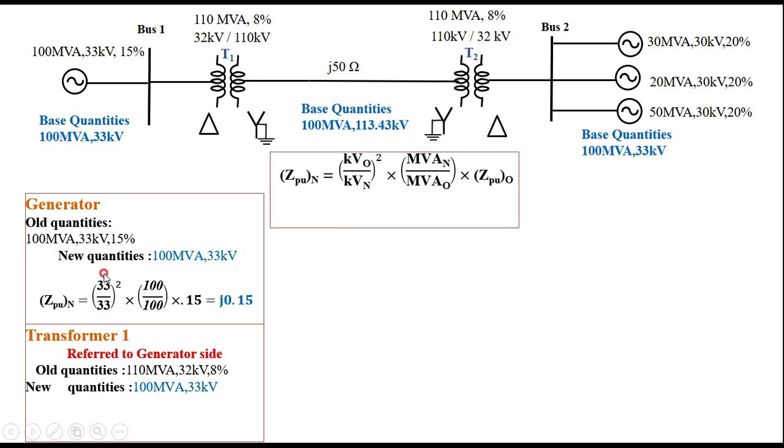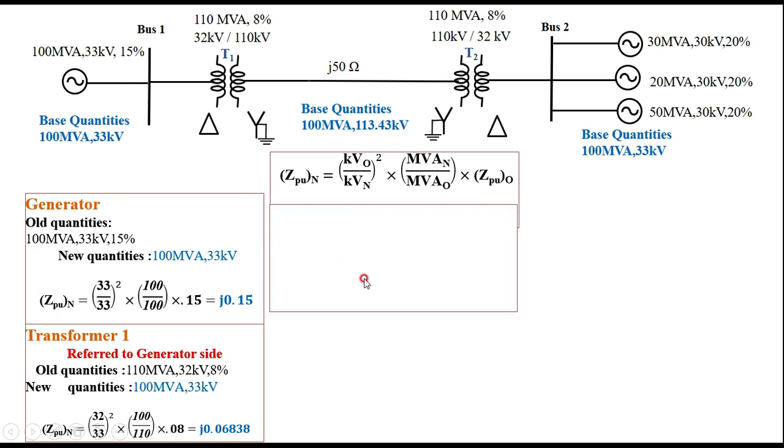Then you can substitute once again in this particular equation, that is Z per unit new. What I am getting is 0.06838. Similarly, you have to calculate for transformer 2. Before moving to transformer 2, you have to find out Z per unit of the transmission line. Here in the transmission line the actual value is given.